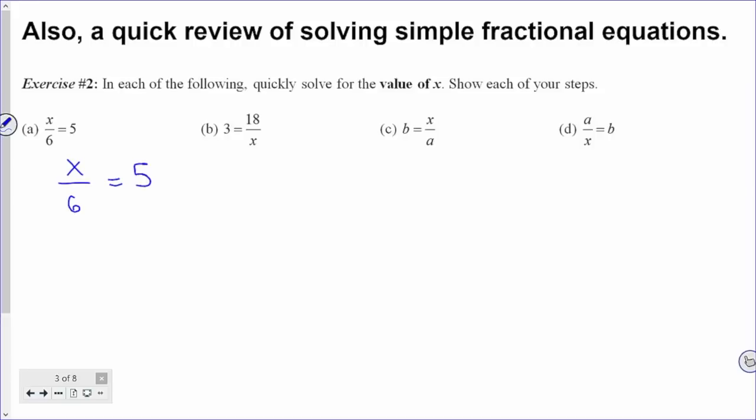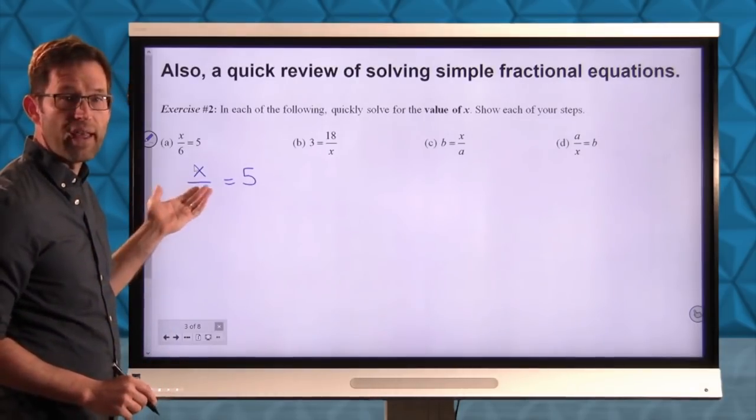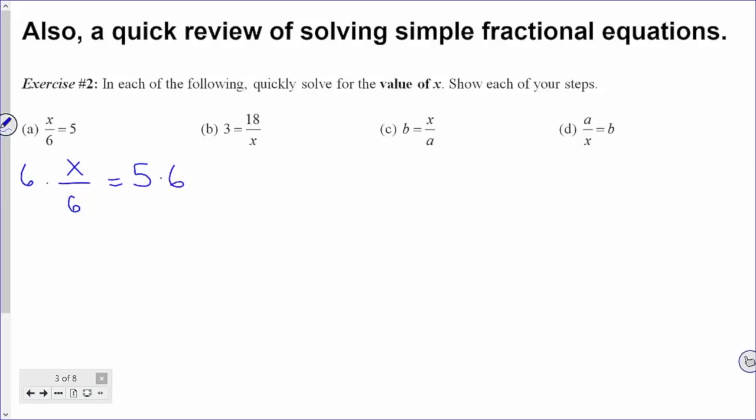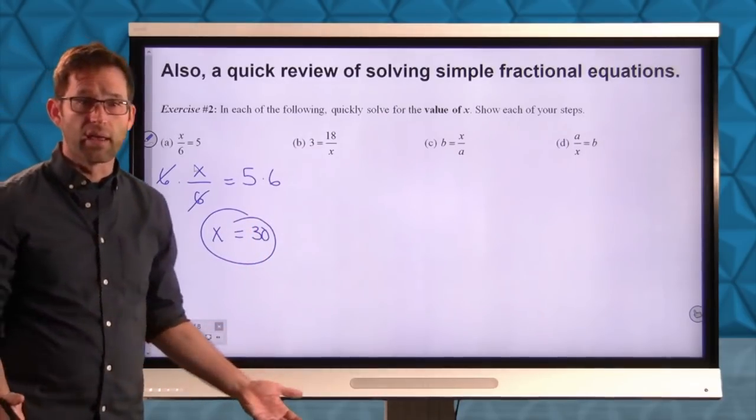But this should be a piece of cake because what's going on here is I've got x divided by 6 equals 5. I'm not going to cross multiply. I'm just going to multiply both sides by 6, and I'm going to get x is equal to 30, right? That's a piece of cake.